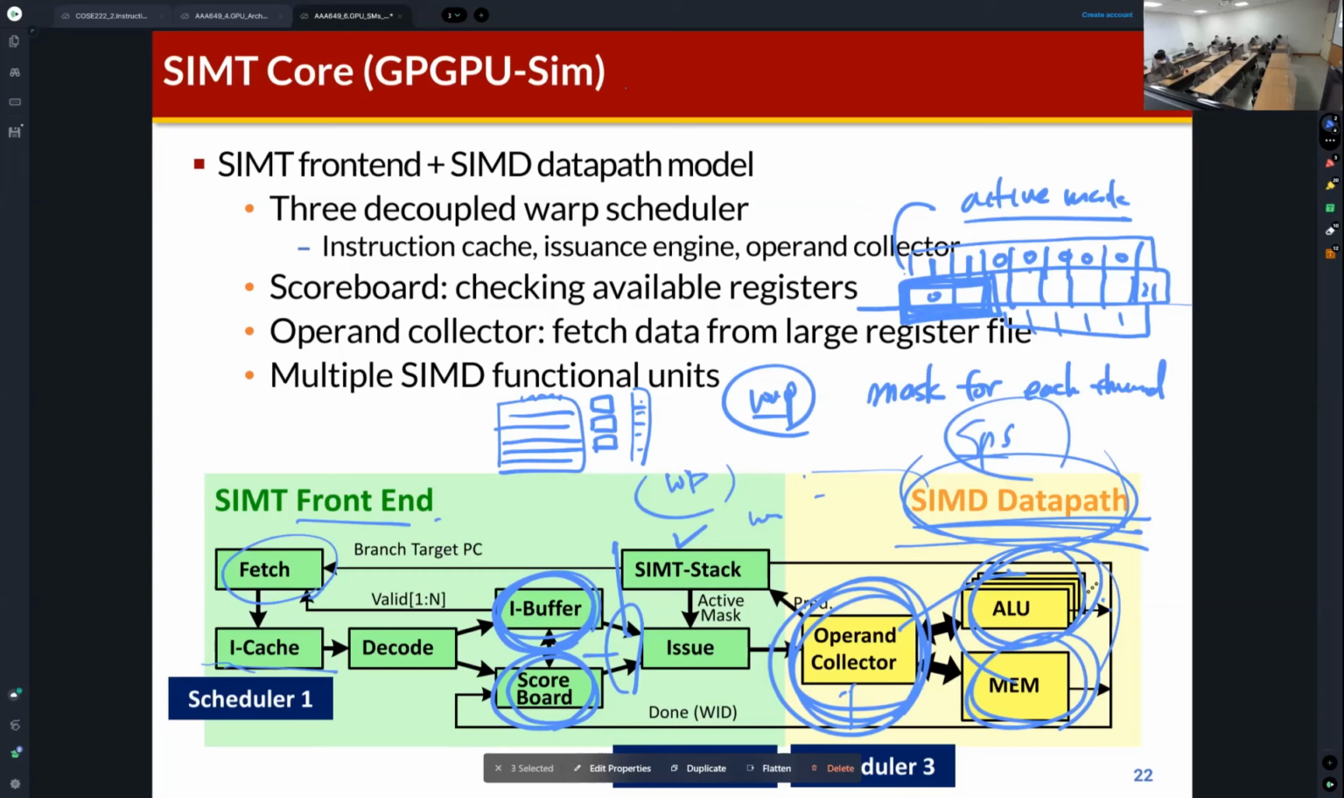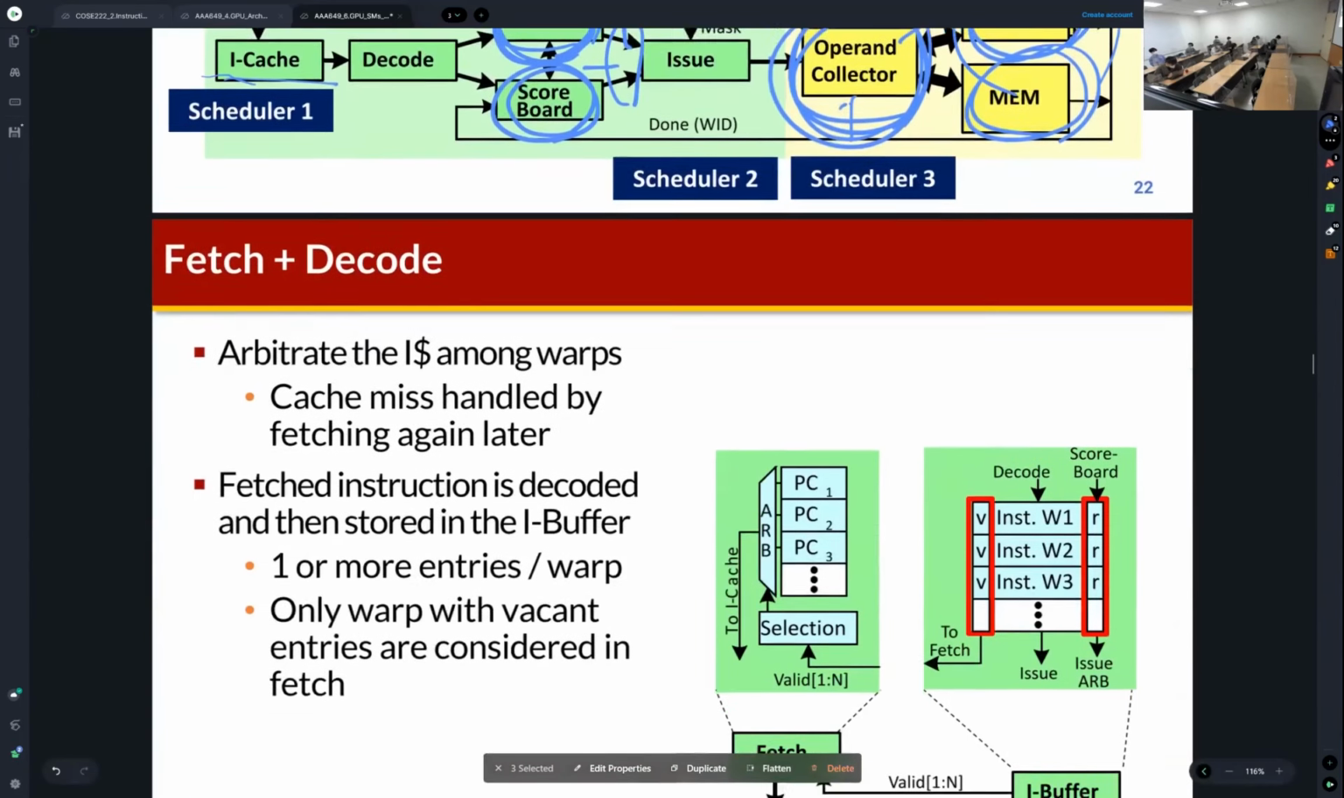So this is how the GPU works. This is the architecture, the behavior model of the GPU. Okay.